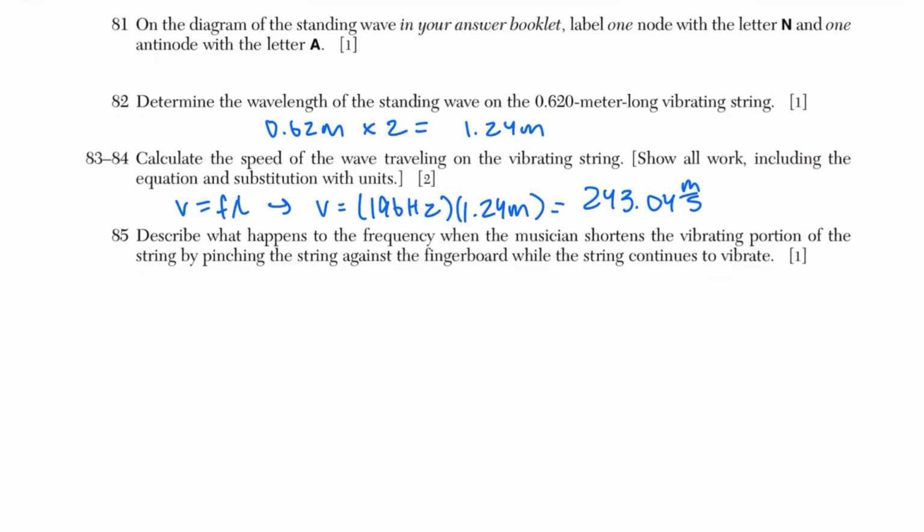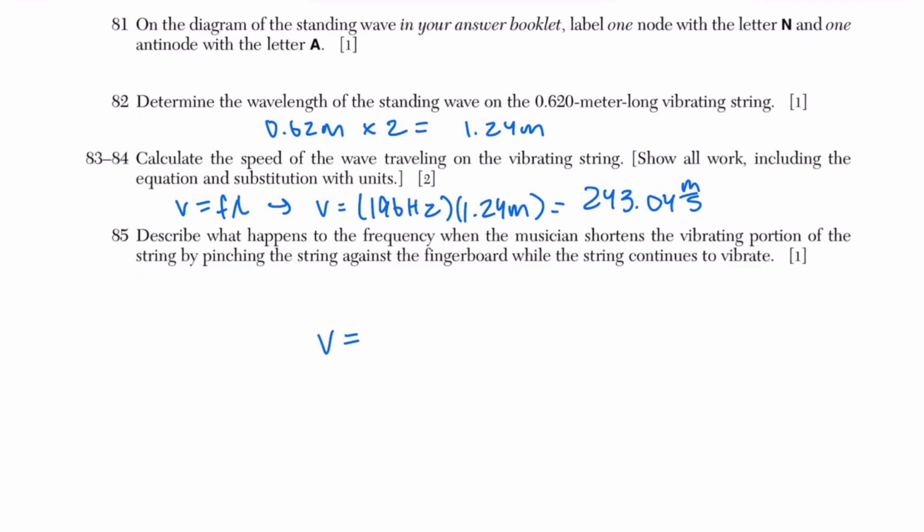Describe what happens to the frequency when the musician shortens the vibrating portion of the string by pinching the string against the fingerboard while the string continues to vibrate. Okay, so this is kind of like a concept. So if you visualize the string of a guitar vibrating and then you pinch part of the string, that section that you just pinched will stop vibrating. So if it stops vibrating, that means it's no longer part of the wave. That means the wavelength will decrease.